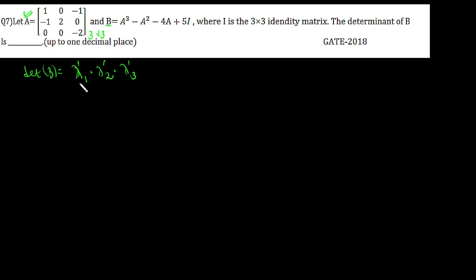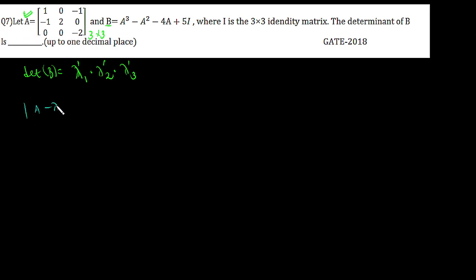So now we do not know the value of these three unknowns. To find out the values of lambda 1 dash, lambda 2 dash and lambda 3 dash, we have to first find the eigenvalues of matrix A, and simply put those eigenvalues in this equation to get the eigenvalues for matrix B. So first, let's form the characteristic equation for matrix A.